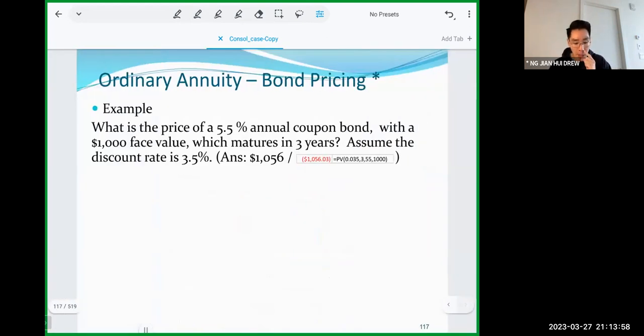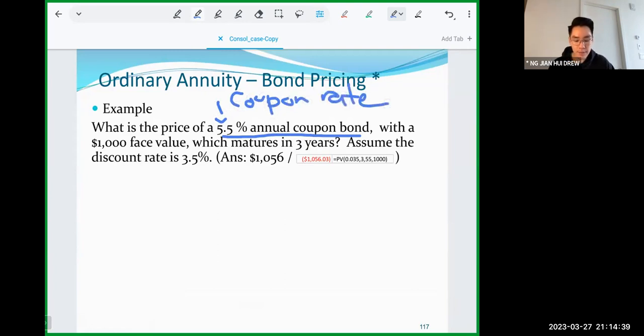So we have an example here to explain this calculation of bond pricing. We're using a PV formula this time. They're asking you what's the price, so what's the PV of a 5.5 annual coupon bond. So what does this 5.5 mean? Can anyone suggest or know what this 5.5 means? Maybe this is new. The 5.5 actually gives you the coupon rate. 5.5 is a coupon rate.